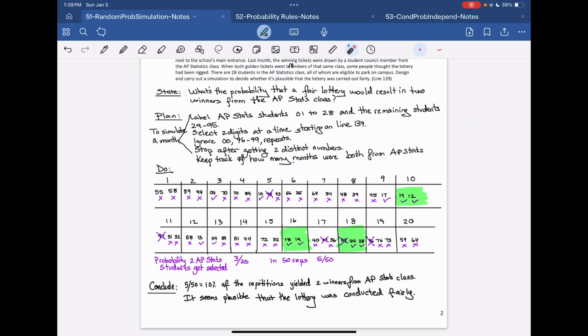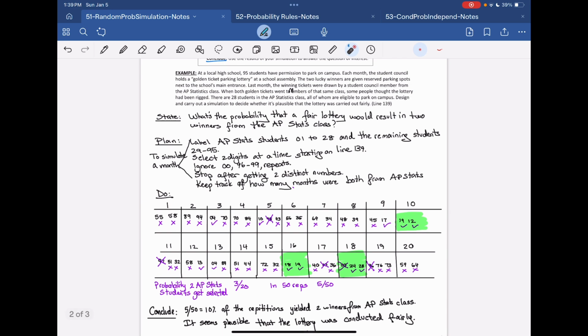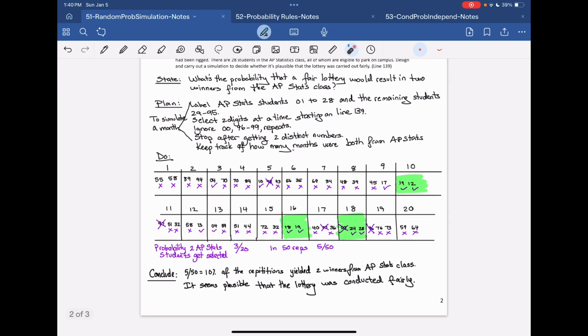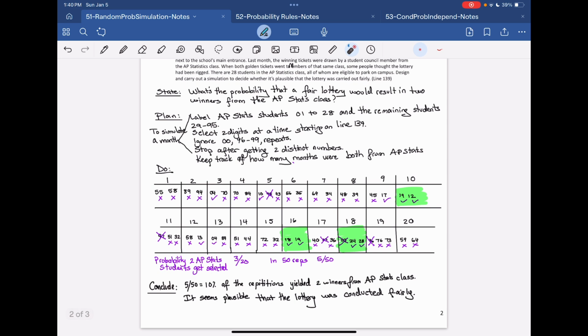So this is basically pretending like we're doing the lottery, using another way to represent the chance process of selecting 2 students from a group of 95 students, with the first 28 being a specific type of student, and what that outcome could be. And it helps us calculate a probability using alternate methods than actually carrying out the lottery, hence the name simulation.